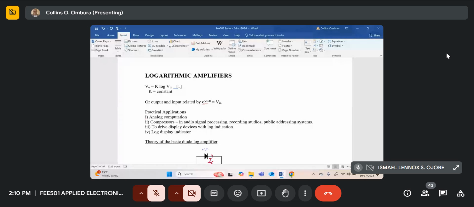So basically, a log amplifier is an amplifier whose output is shown as in equation 1 on your screen over there. So V naught is equal to some scalar K into log of V in, where K is a constant. Or we can express it in the form, an amplifier whose output is such that E to the V naught divided by K is equal to V in. That is just rearranging equation 1.